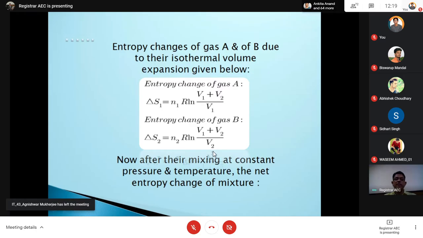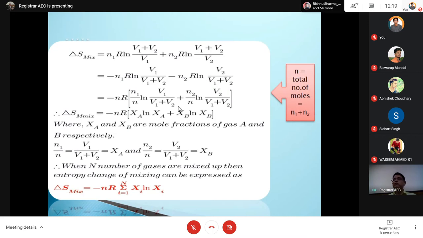The final volume for the two gases will be the same, V1 plus V2. For gas A, the initial volume is V1, and for gas B, the initial volume is V2. So S1 is equal to N1 R ln((V1 plus V2) by V1), and S2 is equal to N2 R ln((V1 plus V2) by V2). That is the entropy change for gas molecule A, and that is the entropy change for gas molecule B.